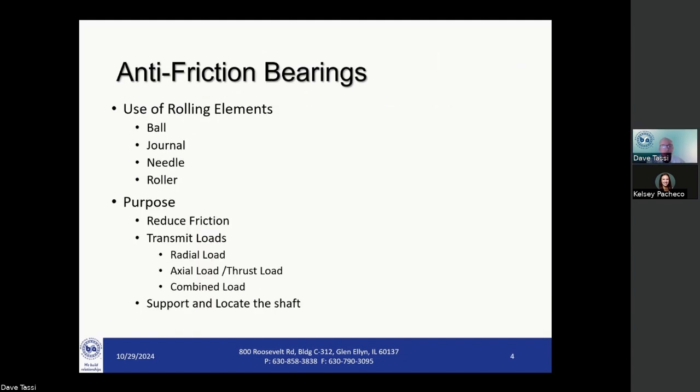Anti-friction bearings. Anti-friction bearings use rolling elements. They could be ball, journal, needle, or a variety of rollers. The purpose is to reduce friction, to transmit loads. Those loads could be radial, axial or thrust loads, or a combined load. They also support and locate the shaft in mechanical systems.